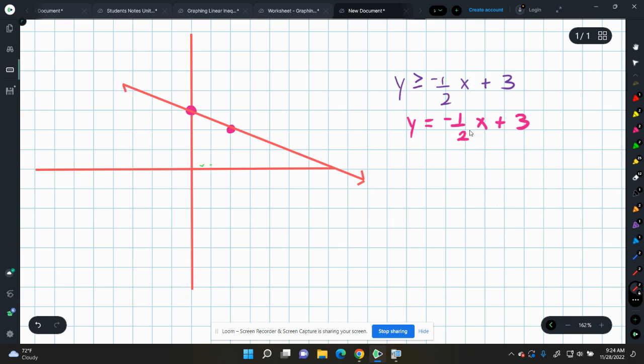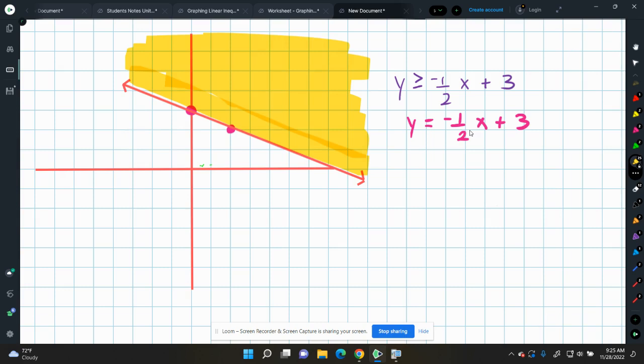Okay, Jakaya, where do I shade? Above or below? Above. Why? Ronnie, why am I shading above? It's greater than. Yeah. If it's greater than, we shade above. If it's less than, we shade below.